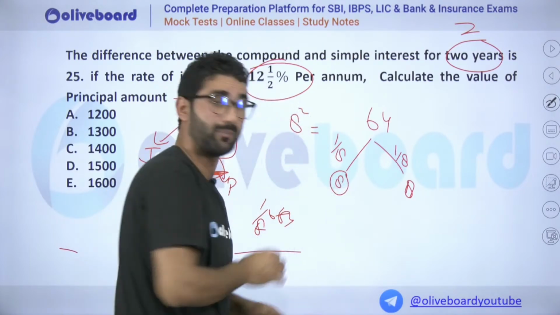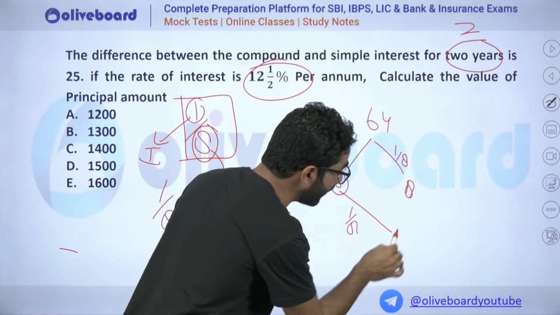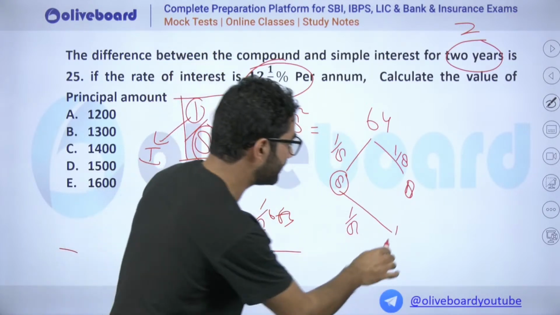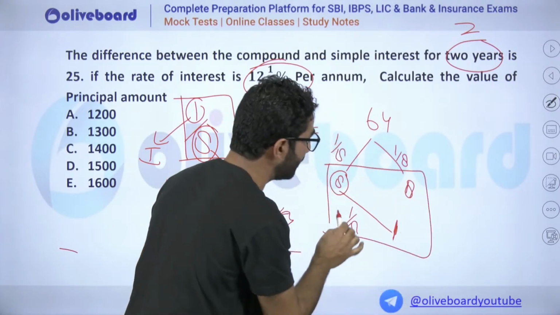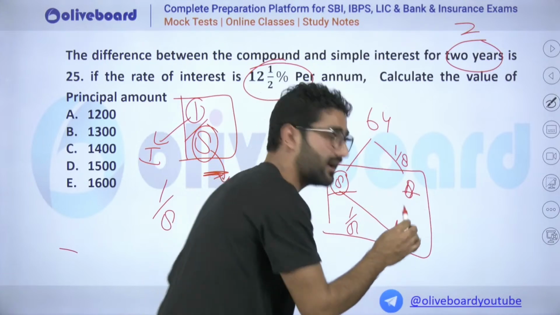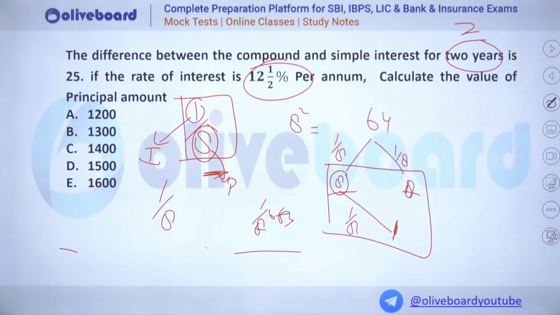For this 8 rupees for the first year, there will also be 1 upon 8, it will be 1 rupee also due to compound interest. So this is the total compound interest. Total compound interest, how much? Sir, 8, 8 and 1. How much? Yes, 17. 8 and 1 is nothing but 17. Now, let us see the question.